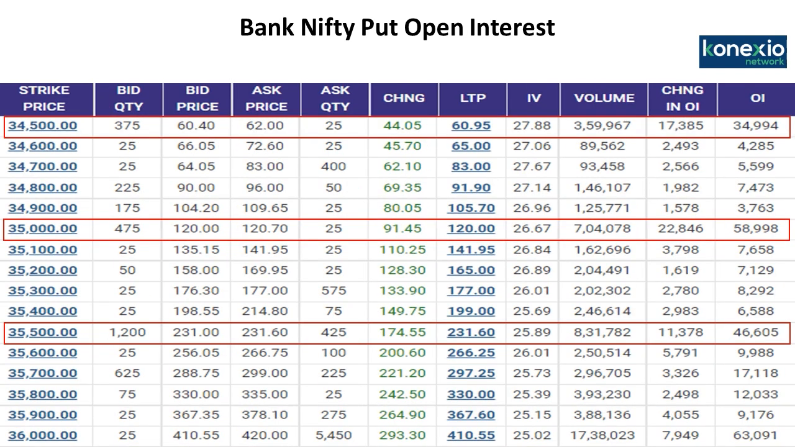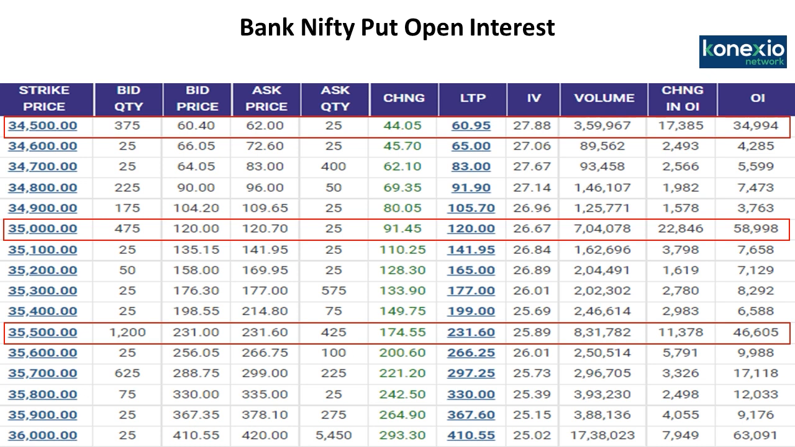Now let us come to the Bank Nifty puts. In Bank Nifty puts, again, the action was seen in 35,500 puts, then 35,000 puts, then 34,500 puts. Here you can see rise in the open interest in all of these particular puts. There has been a significant rise in the option premiums. I mean to say premiums of puts. And again, implied volatility is also rising. That is between 25.89 to 27.88.